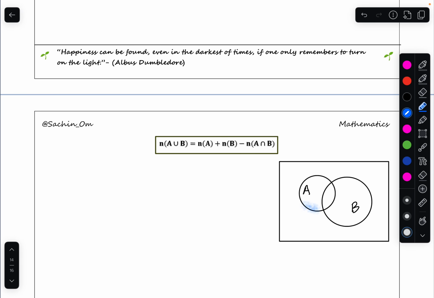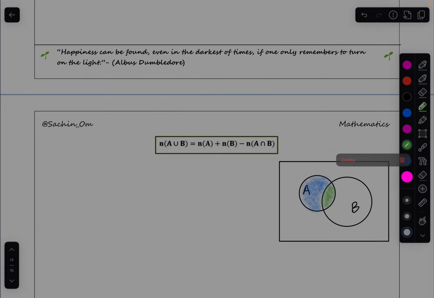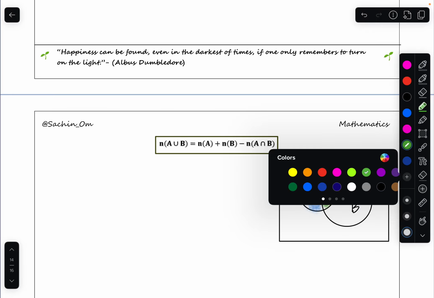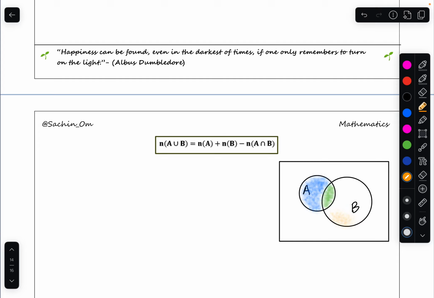One is the region here, which is the region of A alone. That's one region we have. The second region I can take is this one, the region which is common to them both. And the third region that we can take is this one. So I have these three distinct regions. These three are disjoint.